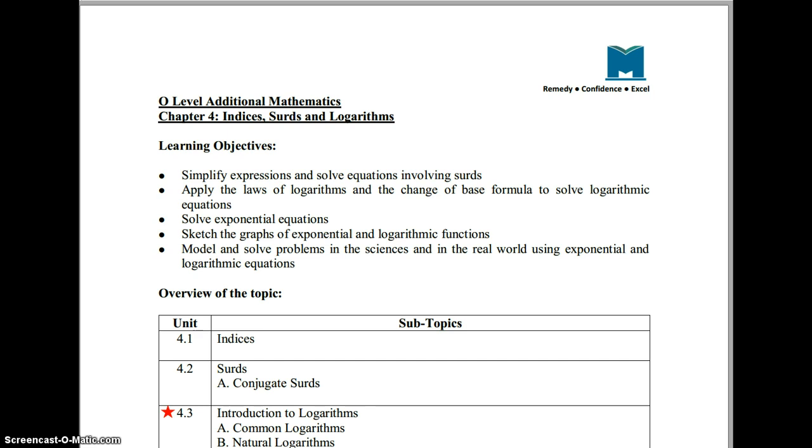Basically, you will learn how to simplify expressions and solve equations involving surds, to apply the laws of logarithms and the change of base formula to solve logarithmic equations, and to solve exponential equations, to sketch the graphs of exponential and logarithmic functions, as well as to model and solve problems in the sciences and in real-world contexts using exponential and logarithmic equations.